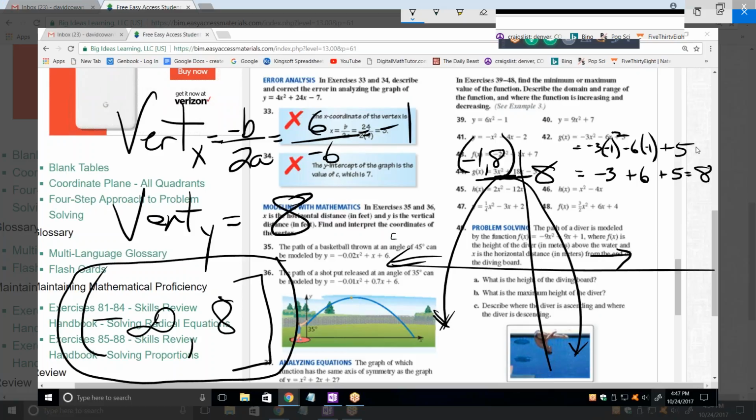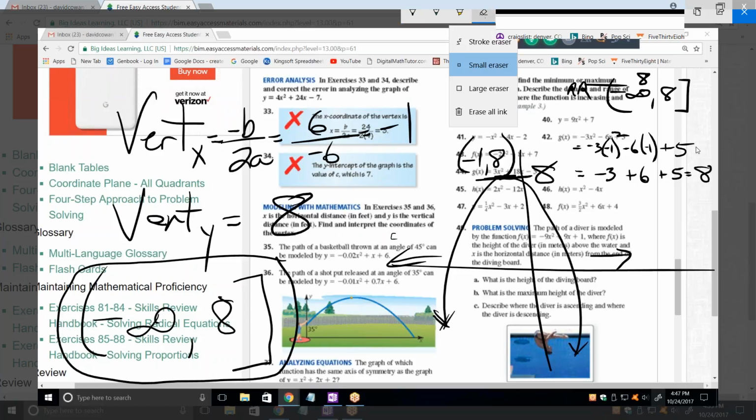Okay. So we've answered it's a maximum at 8, and the domain is all reals, and the range is negative infinity to 8 with a bracket. And now the last question is, where is the function increasing and where is it decreasing? In interval notation.